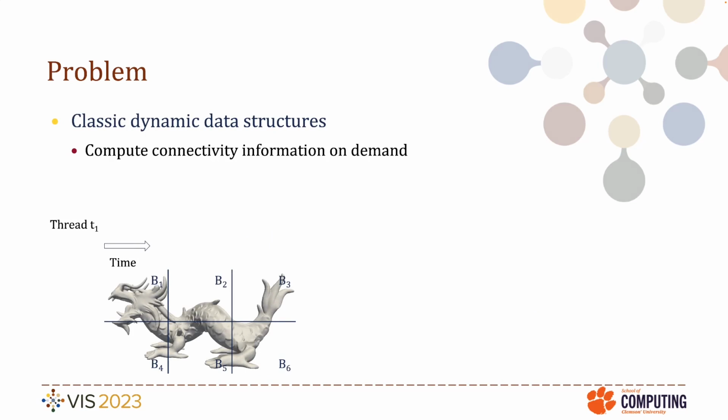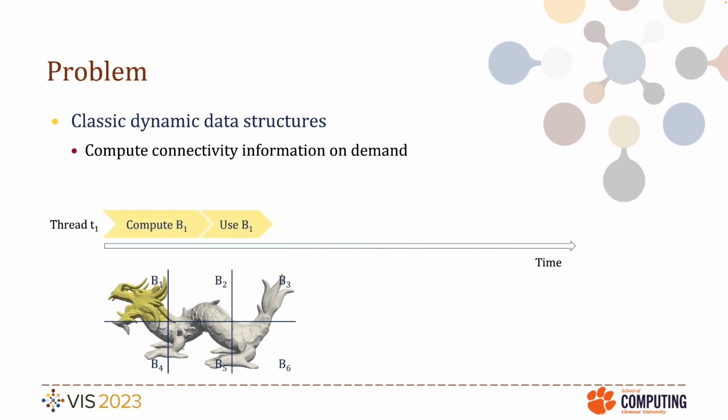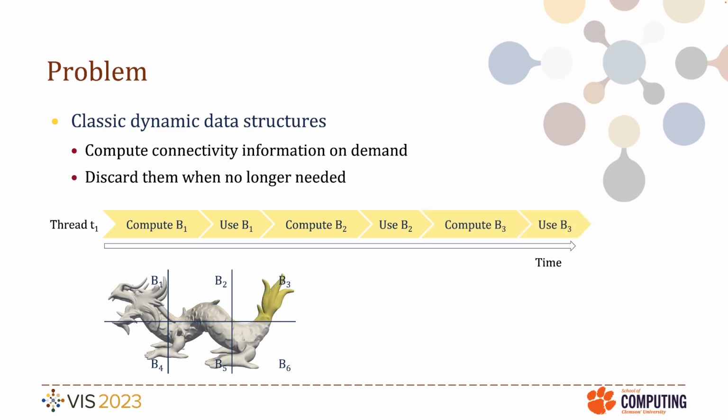Here we show the classic pipeline of dynamic data structures. They compute connectivity information on demand. In such case, we compute the relations of block 1 and use them. And next, when we move to block 2, we compute the relations of block 2 and discard the relations of block 1, and so on and so forth.